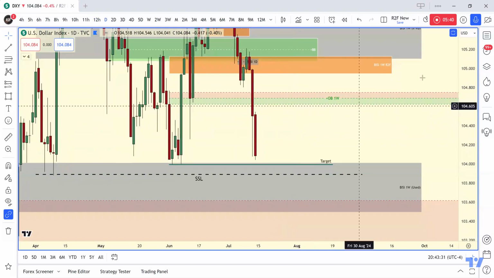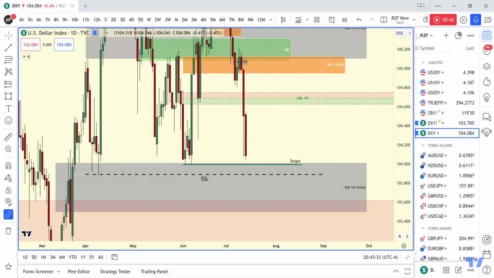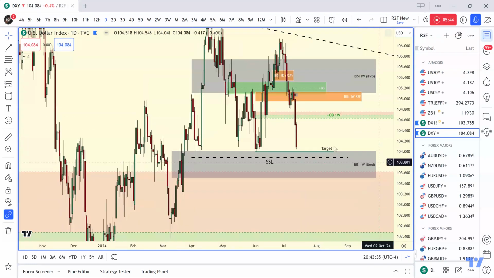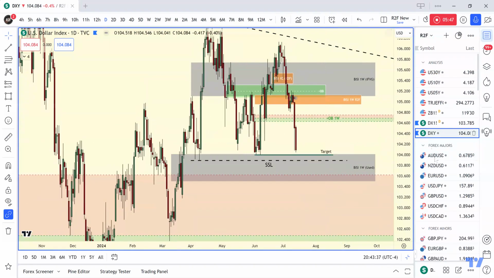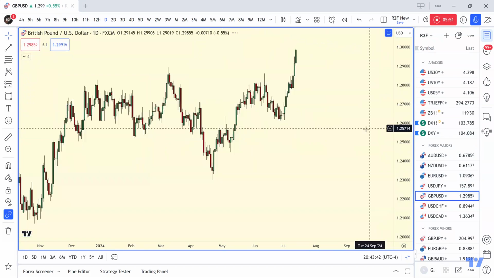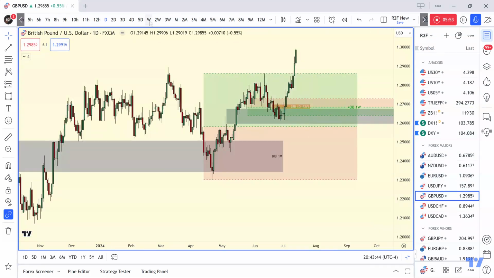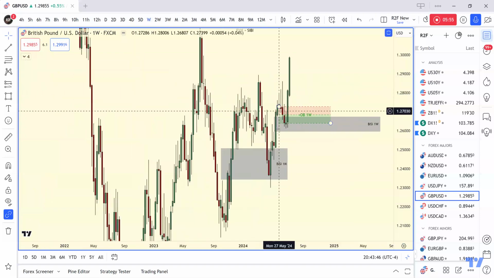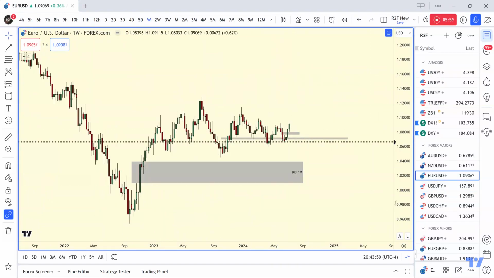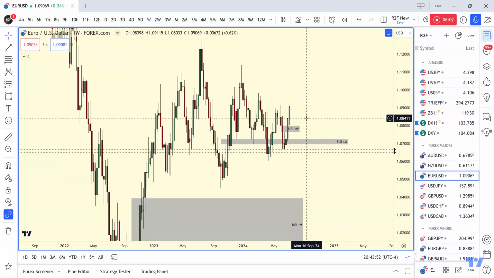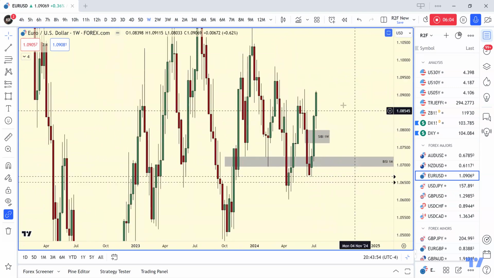Okay, so that's the bias for the dollar index: bearish, so bullish on everything else. We were still on the fence on whether to be bullish or not, because the pound came into a weekly gap, but on the euro there wasn't too much confirmation.